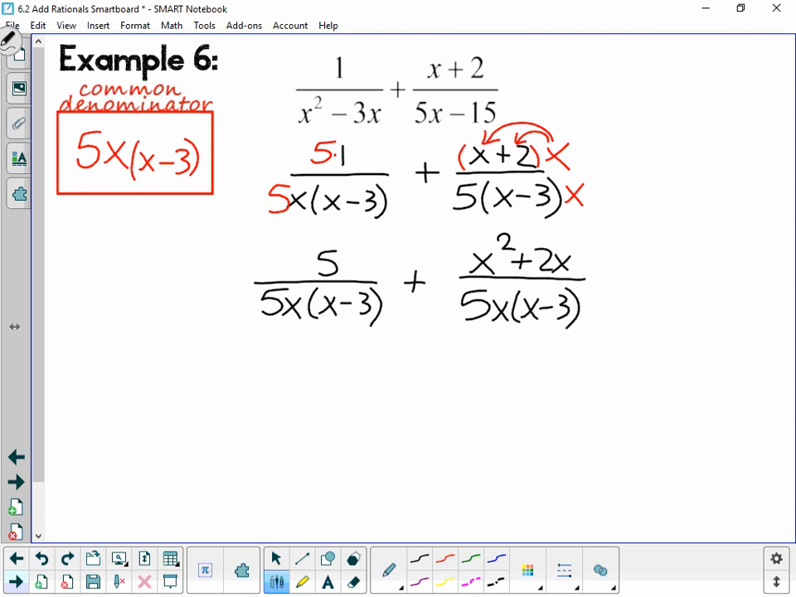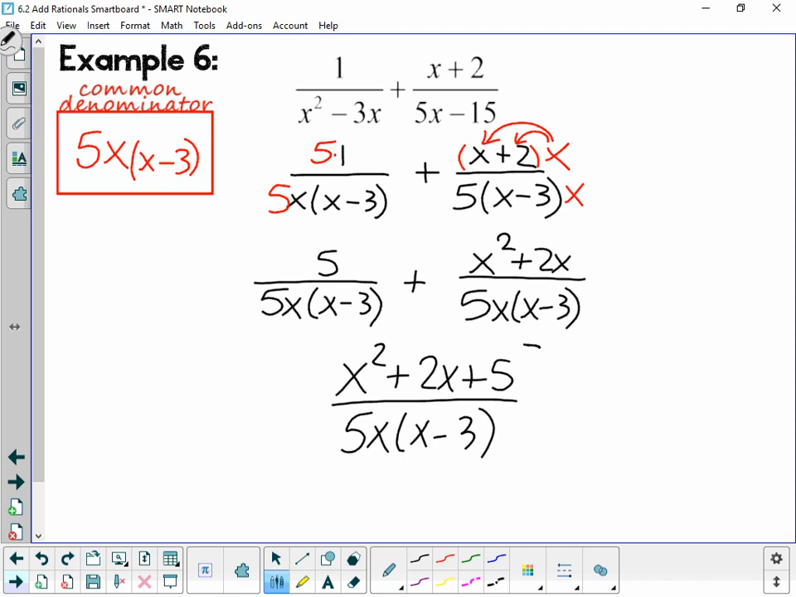So we have a common denominator now. We just need to go ahead and combine them. Our denominator is 5x times x minus 3. We have a 5 plus an x squared plus a 2x. I'm going to go ahead and write that in standard form, and we are finished.